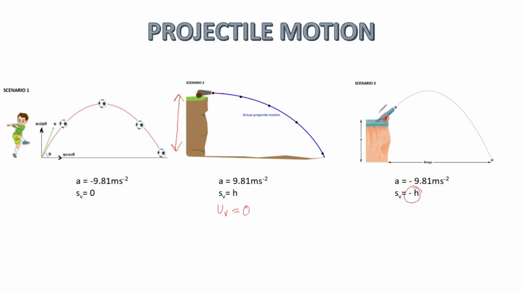So now you have a clear understanding of the three scenarios. And all you have to do is just apply them. And that's exactly what we're going to see today. We'll be applying the three scenarios in three different questions, three different recent questions of A-level physics. So let's get started.